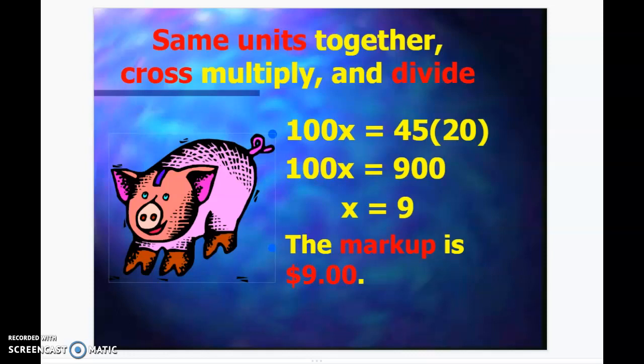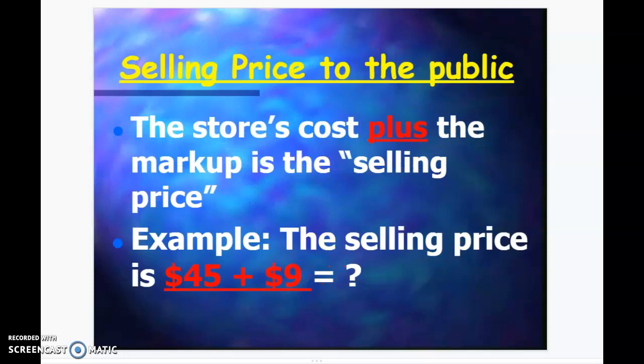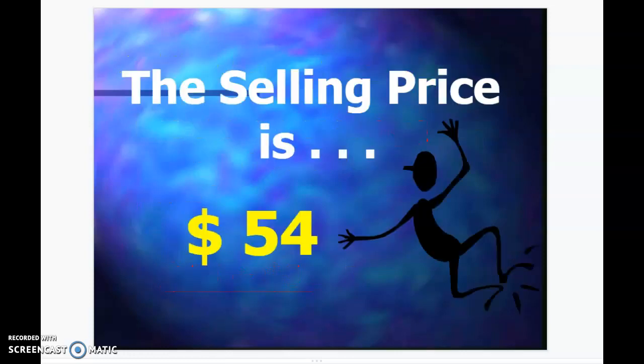Okay. Now, when I say markup, at that point, what do I have to do? I have to come up with my selling price. My selling price, again, is going to be the store's cost plus the markup. So in the example, $45 plus the $9 that we figured out, the selling price is going to be $54. Okay, now let's go ahead and do the opposite operation.